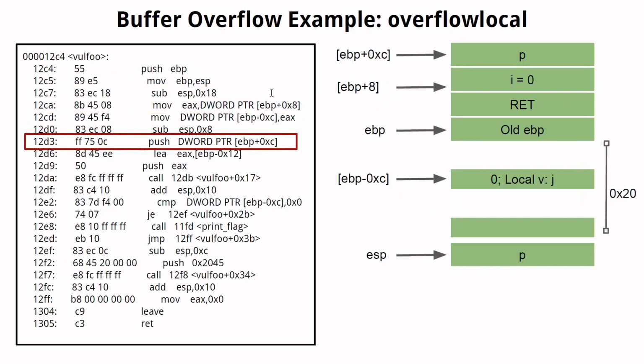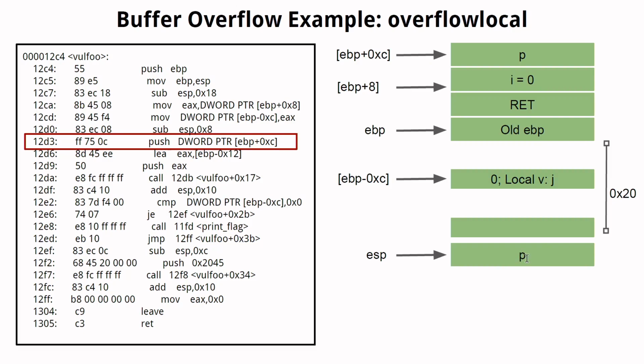Okay. So what do you think the source is here? The source is P, what func gets. So that's why the value at EBP plus C, which is the value of P, will be pushed at EBP minus 20 here. But this is setting up another function call.